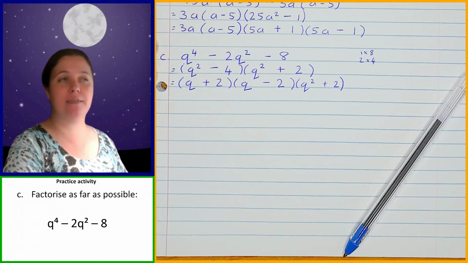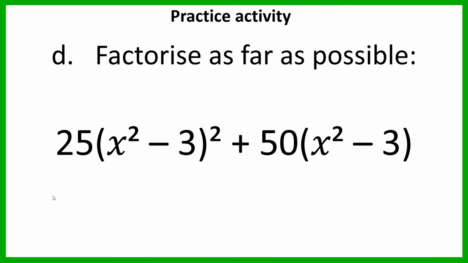Let's go on to question D. Here you've got 25 x squared minus 3 in brackets squared plus 50 x squared minus 3. I'm going to give you 2 minutes to factorize this question.